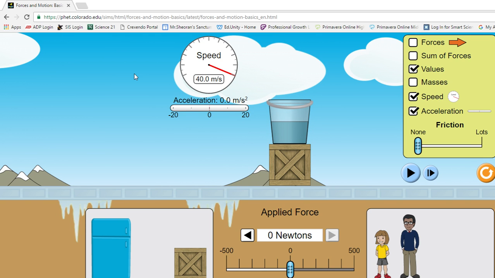One of the most common misconceptions is that if an object is slowing down, it must be experiencing negative acceleration only, and if it's speeding up, it must be experiencing positive acceleration only. Now, this is incorrect. And just as a reminder, acceleration is the idea of how fast, or at what rate, your motion is changing.